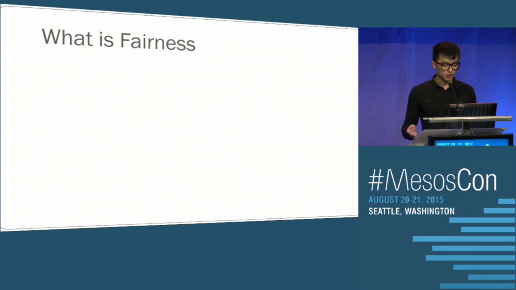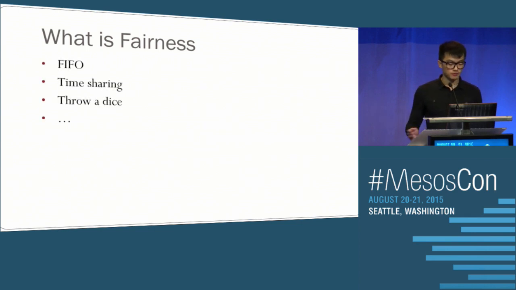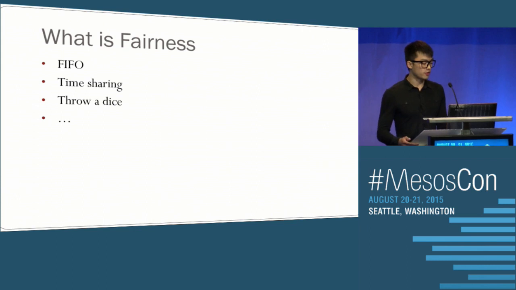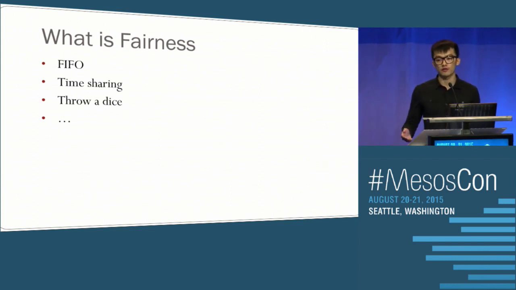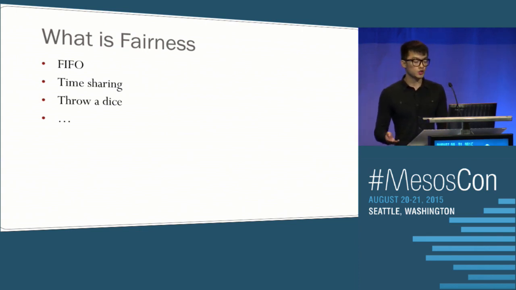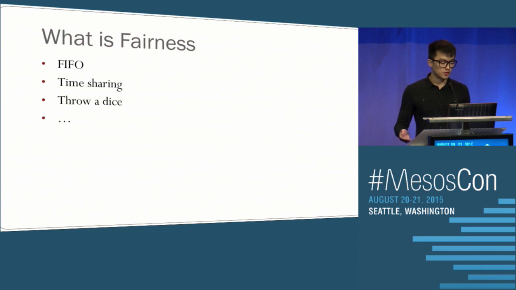So let's see some examples. First come, first served is used a lot in our real life to achieve fairness. When we go to a store, or to some kind of service, it's usually first come, first served. So that is pretty fair.